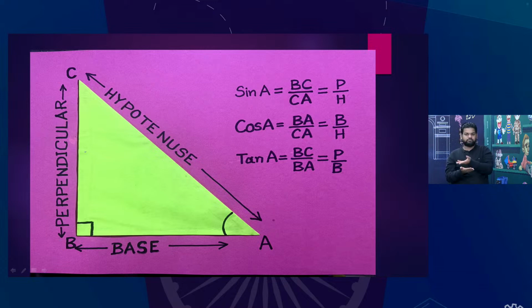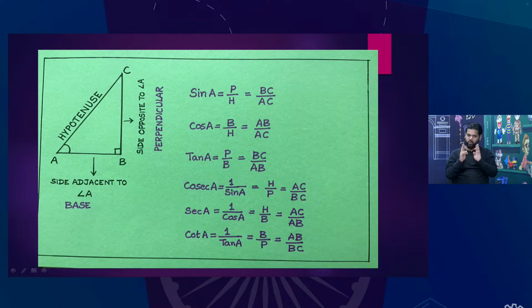Right. Now after understanding this, let us see the reciprocals. We have cosec A, children. Cosec A I can write down as 1 upon sin A, because it is reciprocal of sin A. That means hypotenuse will go to numerator and perpendicular will come to denominator. It becomes AC upon BC.